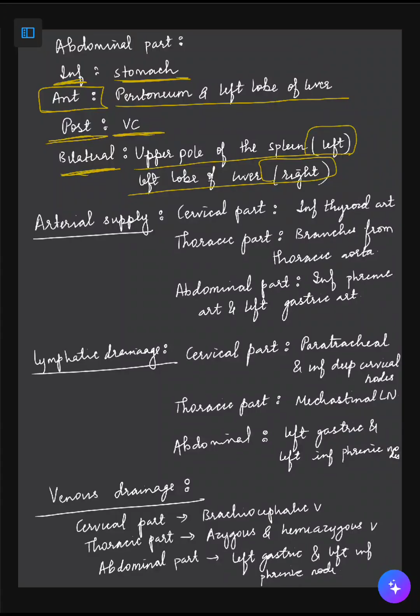Now what are the arterial supply? For the cervical part, it is inferior thyroid artery; thoracic part, branches of the thoracic aorta; abdominal part, inferior phrenic artery and left gastric artery.